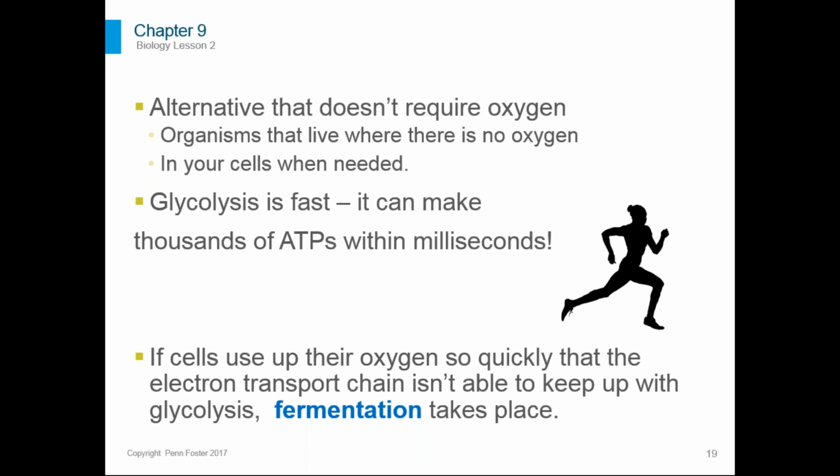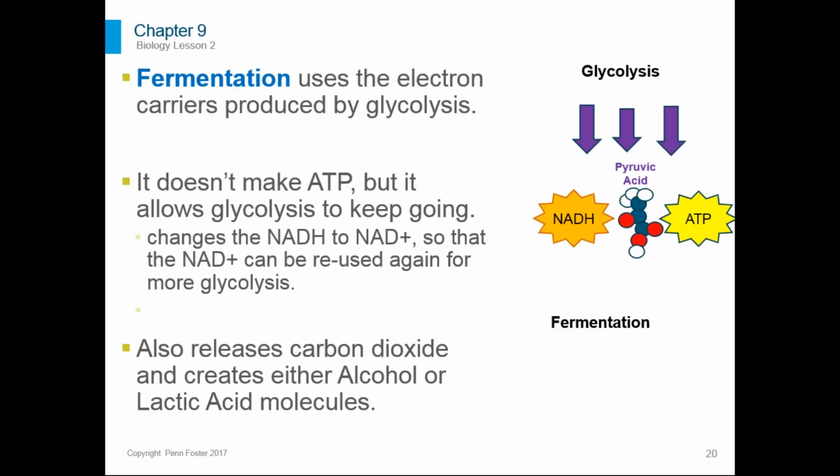So if that's the case, we need an alternative. What do we do with that ATP and those electron carriers? How do we keep glycolysis going since it can work without oxygen? So, there we go. Fermentation is what's going to take place. Fermentation is an alternative way to use electron carriers produced by glycolysis. It does not make ATP itself, but fermentation just allows glycolysis to keep happening and producing small amounts of ATP very quickly.